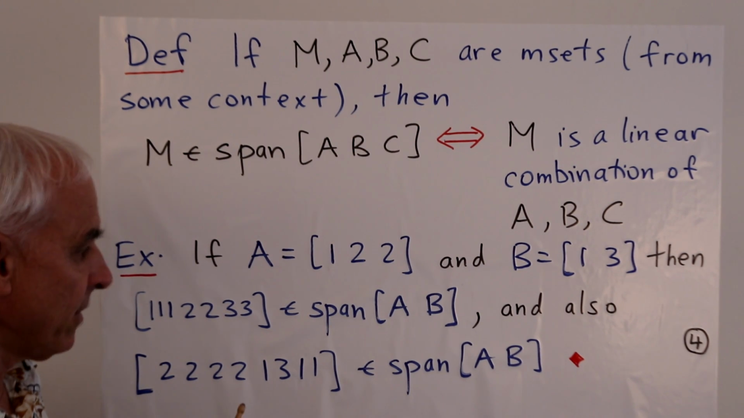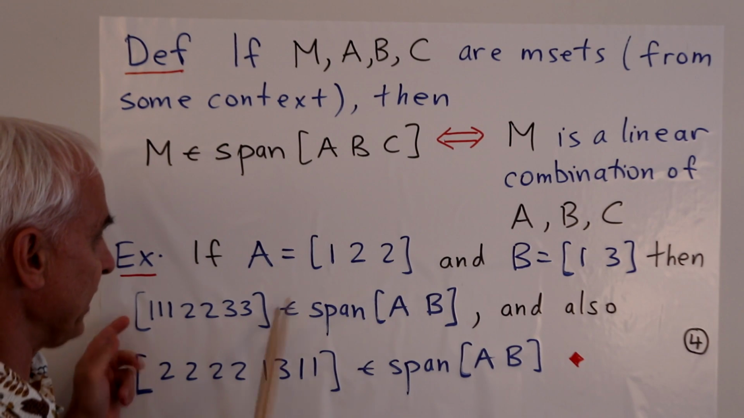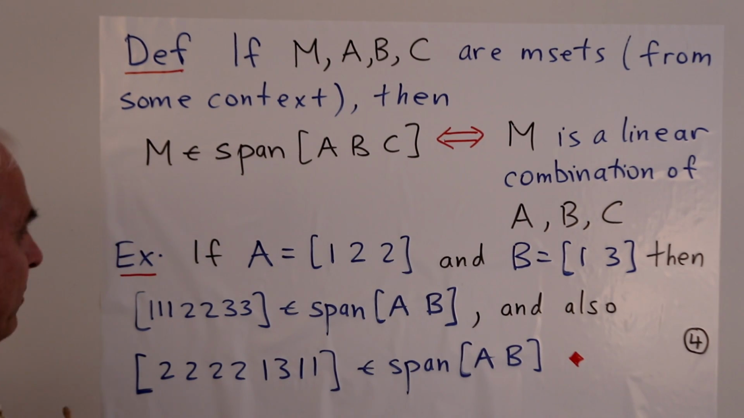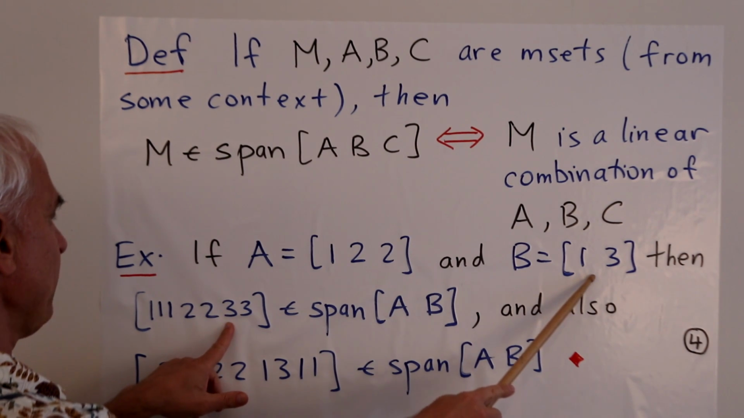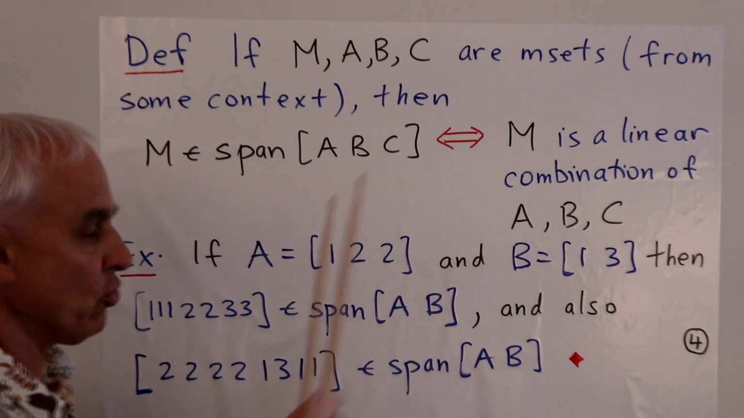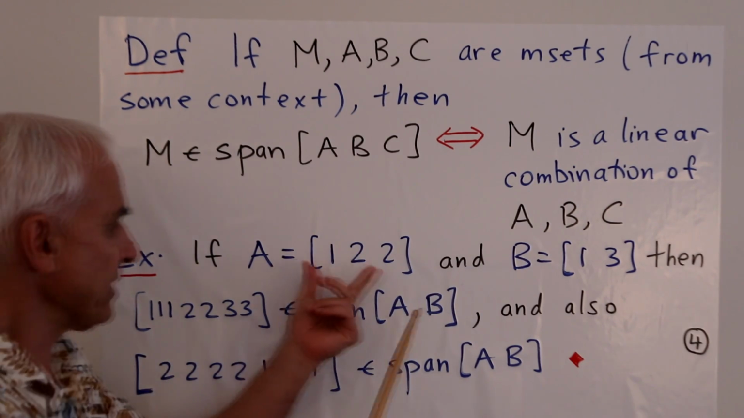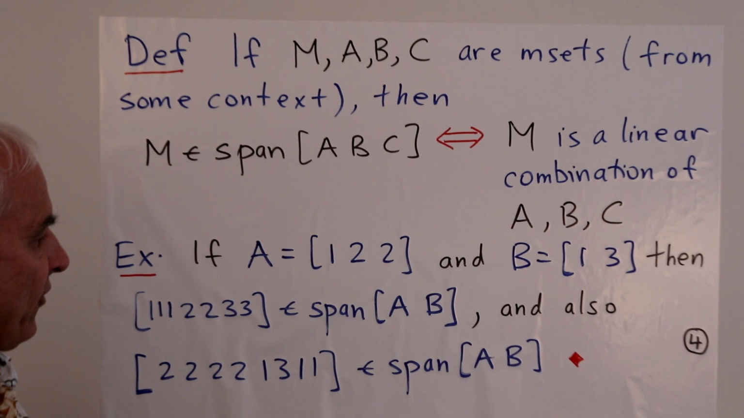Why is that? Well, the claim is that this is a linear combination of A and B. And can we see what it is? We're going to have two of these and one of these. So this thing here is in fact A plus 2B. We can write it as a linear combination of these given msets.